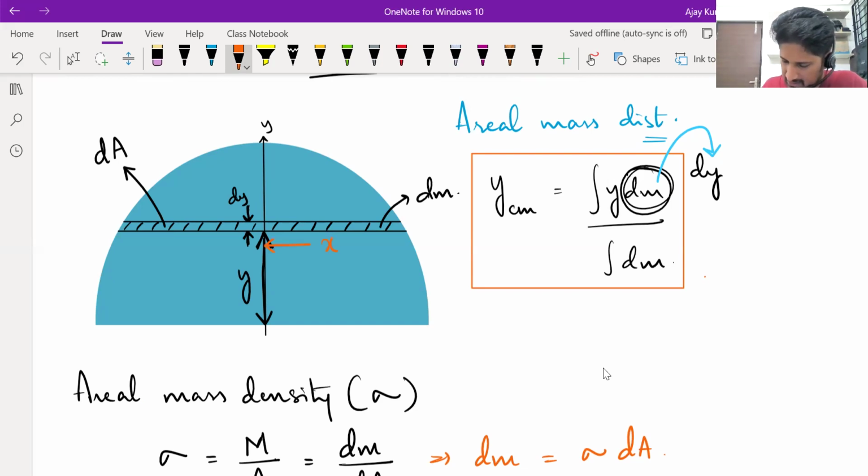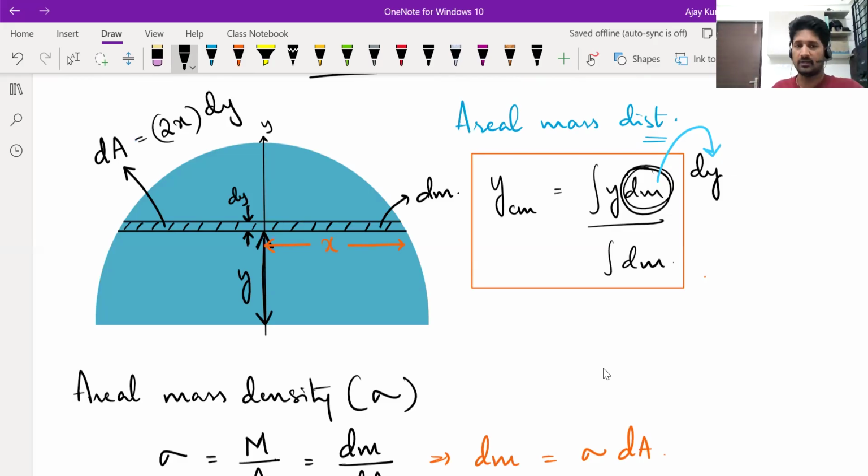Now let's call this x. If one side is x, the other side will also be x. There is a line of symmetry: the y-axis is the line of symmetry. If one side's width is x, the other side will also be x. So the total, I should not call it width, length. The total length is 2x and the height is dy. Therefore, dA, the area, becomes 2x multiplied with dy.